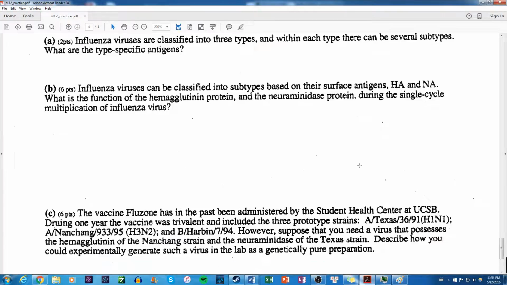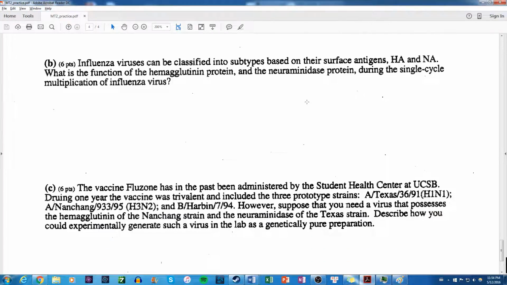Okay, so question B. Influenza viruses can be classified into subtypes based on their surface proteins, hemagglutinin and neuraminidase. Describe the function of each protein during a single cycle. So just basically say, what does HA do? What does NA do? HA functions in binding and fusion, attachment of the virus to the cell, and fusion of the virus into the cell.